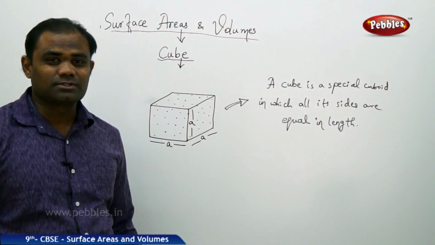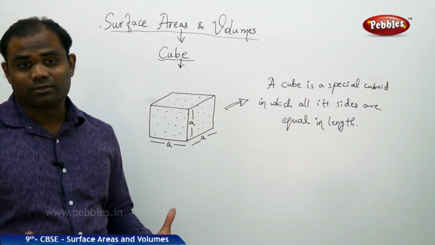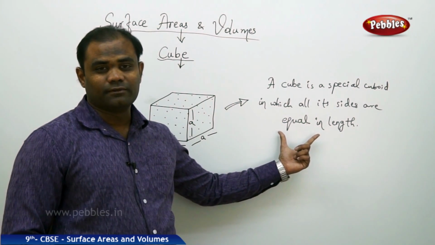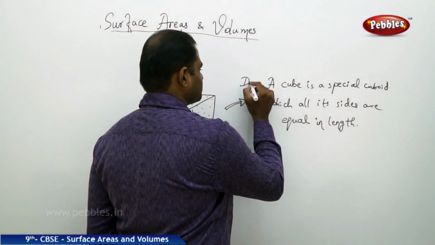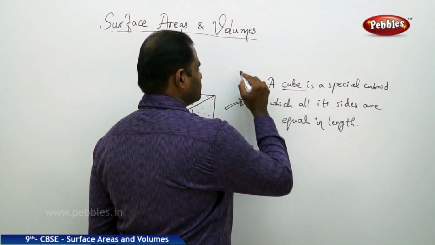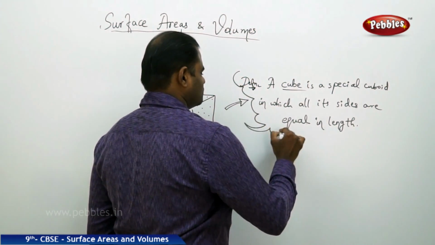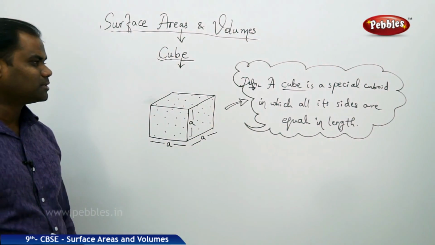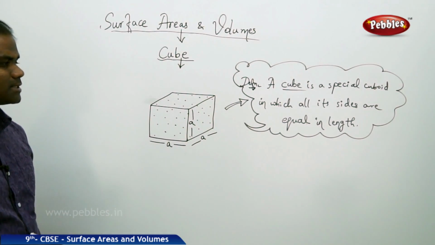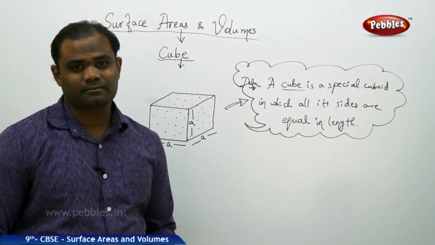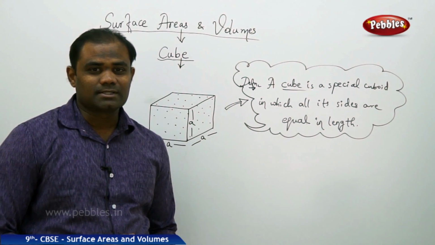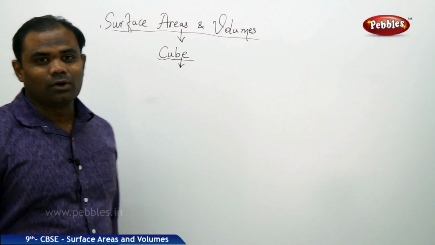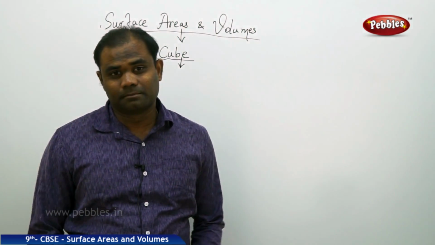A Rubik's Cube is one example. We all know what a Rubik's Cube is. Such a solid figure is given the name cube. A cube is a special cuboid in which all its sides are equal in length. Now let's see the surface area of the cube.